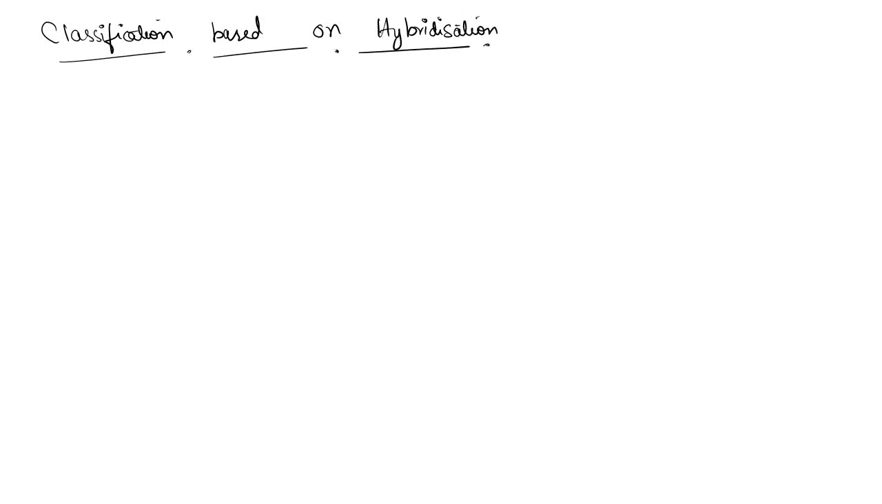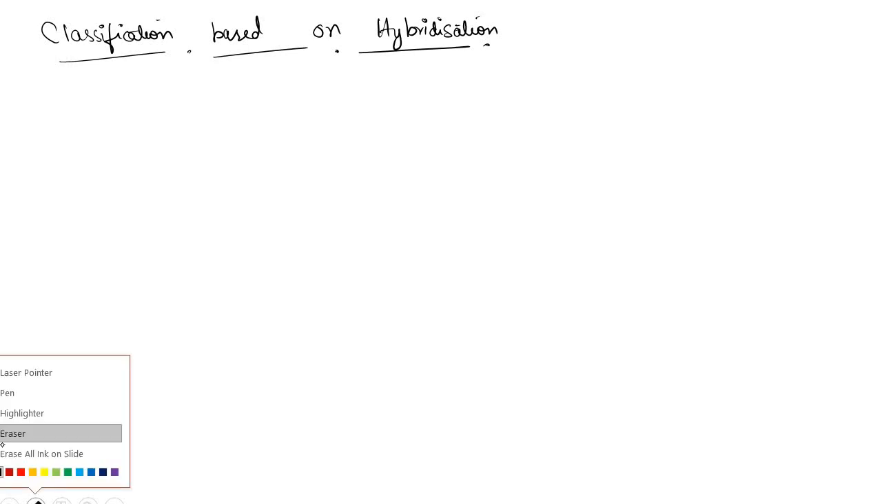Classification based on hybridization. What is the classification? How is it classified based on hybridization? Hybridization is nothing but, as we all know, we have learned in the chemical bonding chapter in the first PU itself: hybridization is sp, sp2, sp3, all this we call hybridization. So how it's classified on the basis of hybridization, we shall see right now.